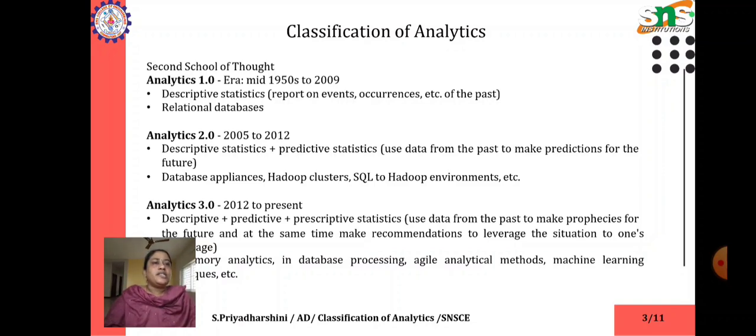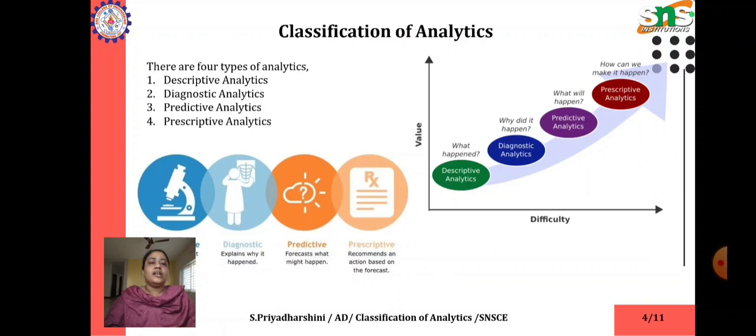Analytics 2.0 handles the big data. Analytics 3.0 takes data both from big data as well as from the legacy systems such as CRM, ERP, etc., with the third-party applications. So these are about the classification of analytics. Next we'll see the 4 types of analytics used here. As we saw previously: descriptive, diagnostic, predictive, prescriptive.